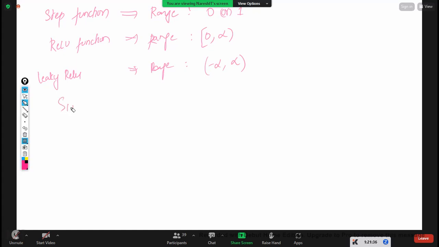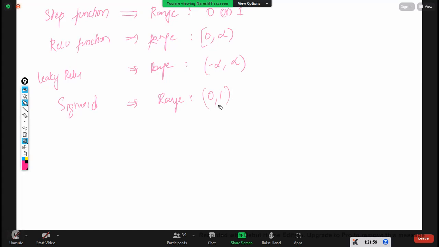Next, sigmoid. For sigmoid, what is the range? It is 0 to 1. Is 0 included? No. Is 1 included? No, that is also not possible. In the sigmoid function, you will never get 1, because the numerator and denominator will never be equal. So 1 is not possible.